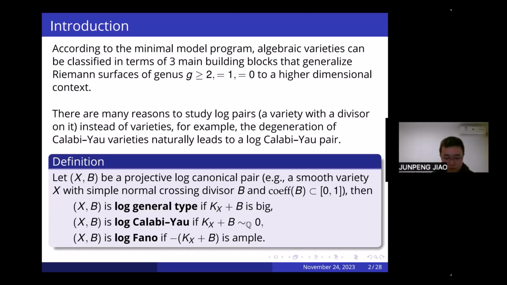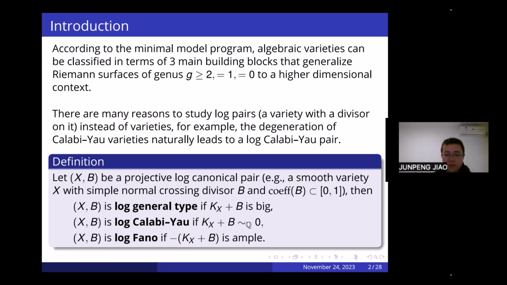Among all the log pairs, the following three types of log pairs are particularly interesting. Let (X, B) be a projective log canonical pair. If you are not familiar with the language of log canonical, you can consider it as a smooth variety X with a simple normal crossing divisor B on it, and the coefficient of B is between 0 and 1. We also call this divisor its boundary.